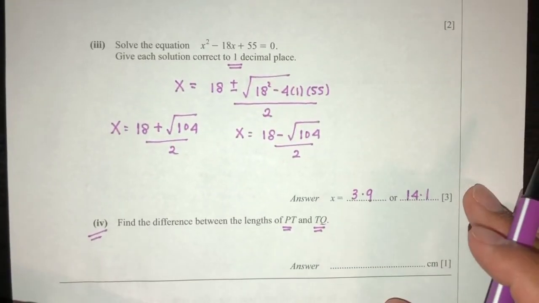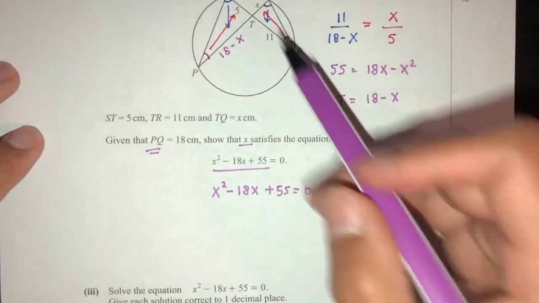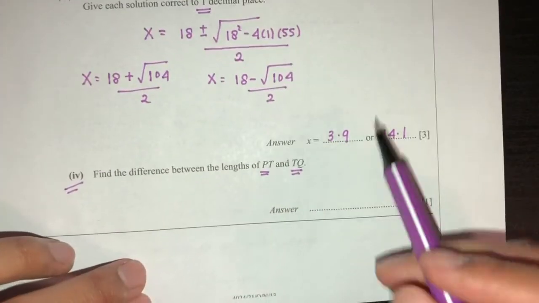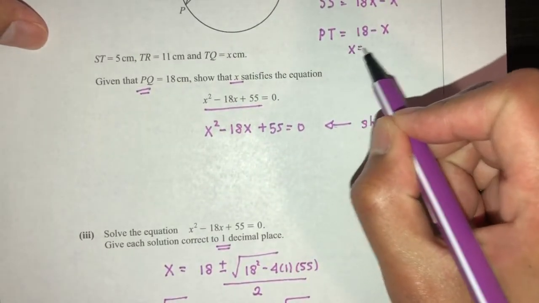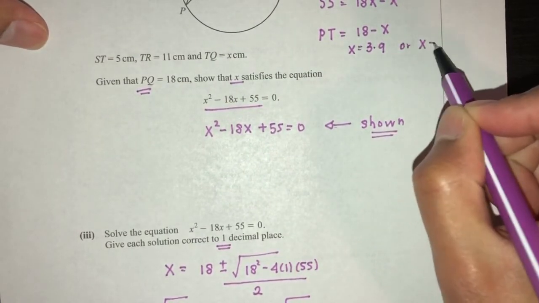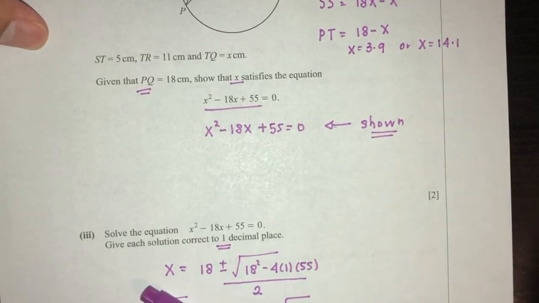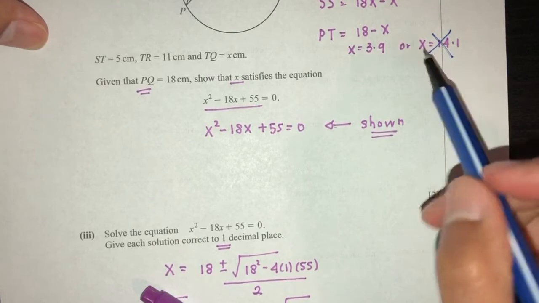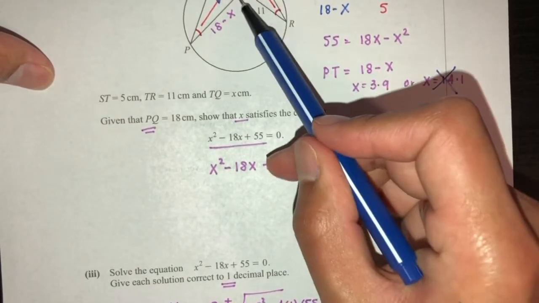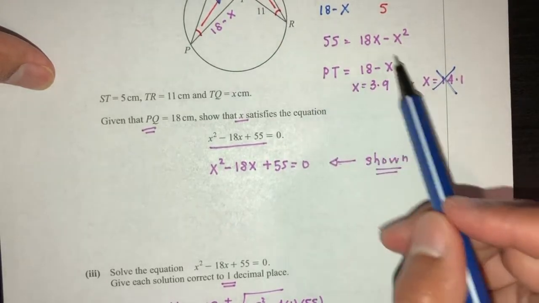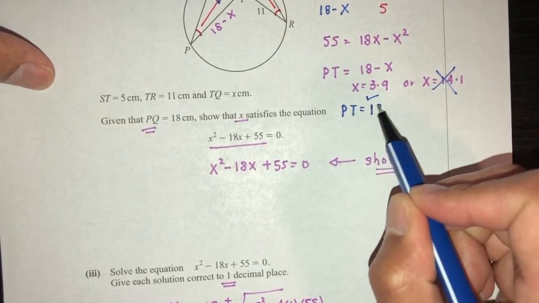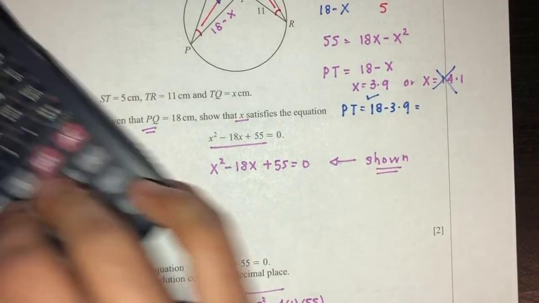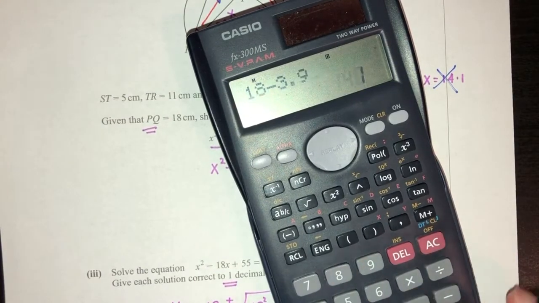So we have to choose your value of x. As you can see, x cannot be bigger than PT according to your diagram. So x is equal to 3.9, or it can be x equal to 14.1, right? But we cannot choose this value because, as you can see from here, x cannot be bigger than this. X has to be smaller than this value. So we choose x as 3.9. So PT will be 18 minus 3.9. That is 14.1.